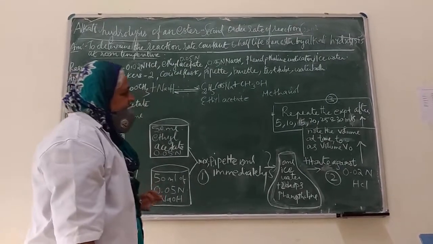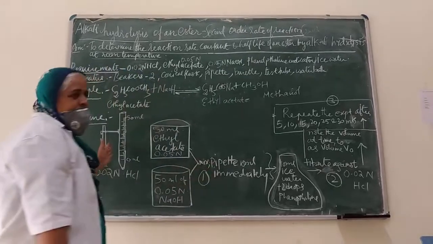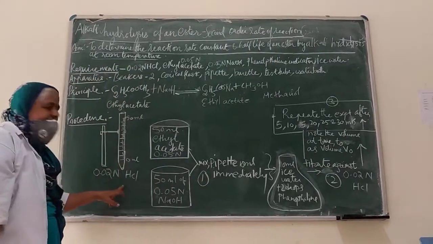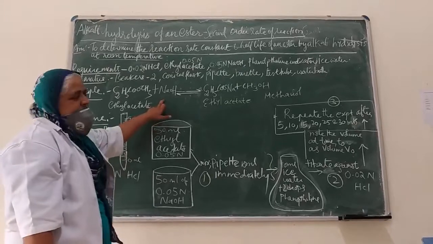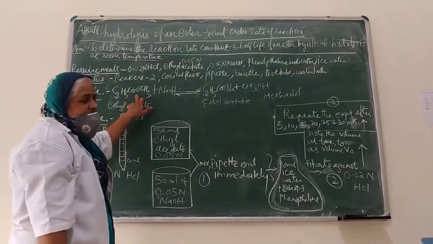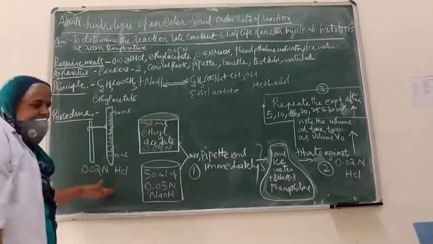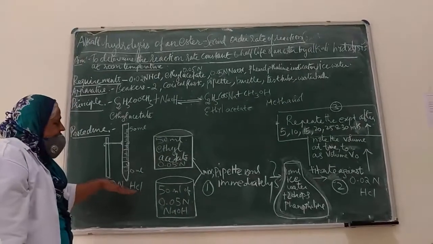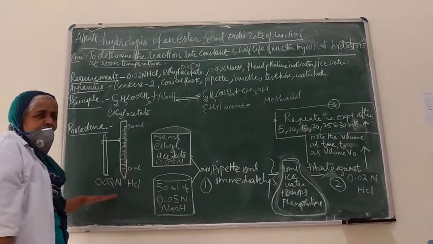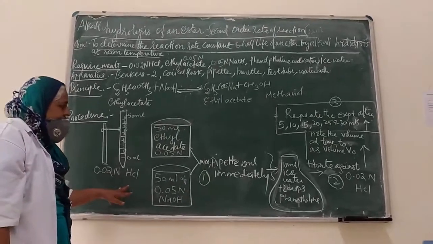Next, what we will do is take a burette and fill it with hydrochloric acid, because sodium hydroxide is being used for the hydrolysis. So definitely it is going to be an acid-base titration. So the alkali has to be titrated against an acid. This acid concentration is going to be 0.02 normal.